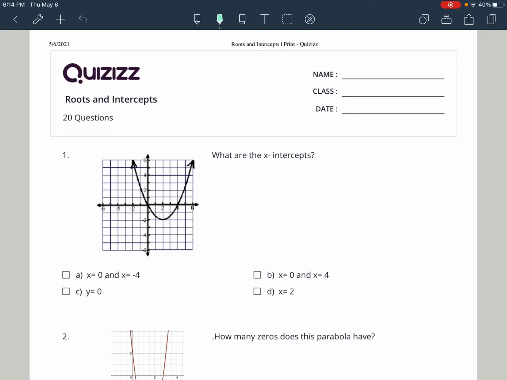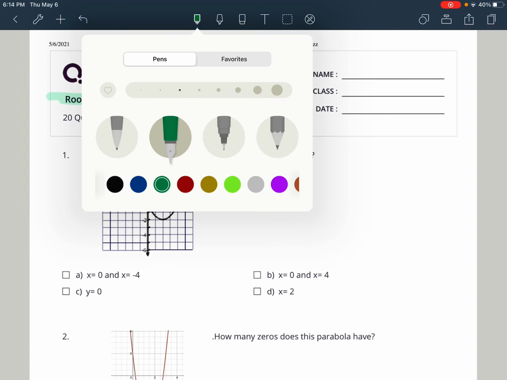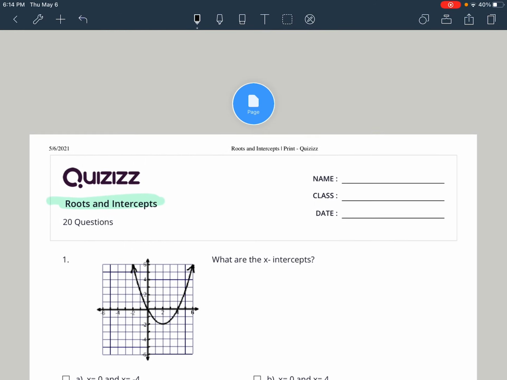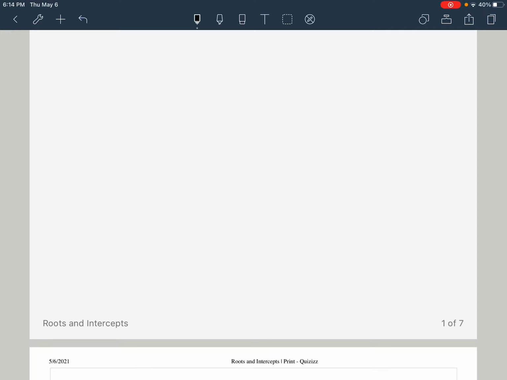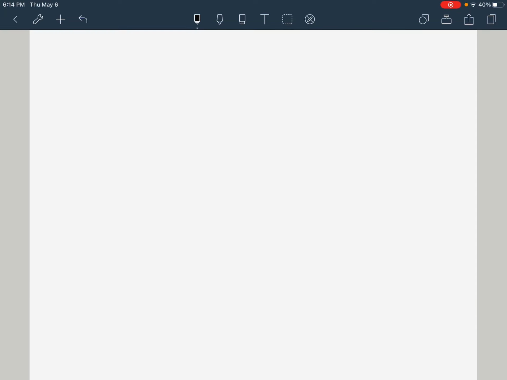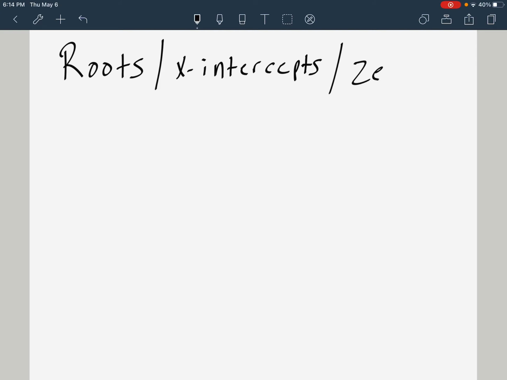Let's go over these new set of notes. We're still doing quadratics, so we're still working with those U-looking shapes. Except this time we're going to be doing what's called roots and intercepts. Right? And just so we're on the same page, roots, x-intercepts, and zeros all mean the same thing. They're all the exact same thing.